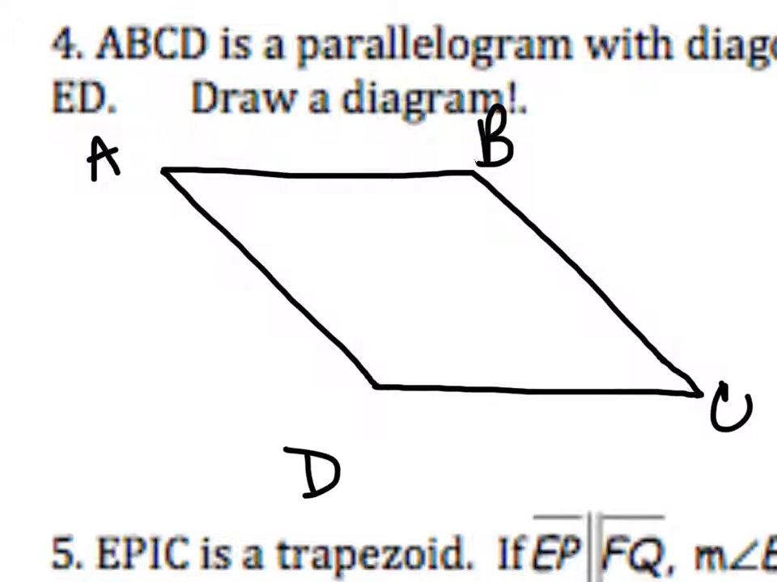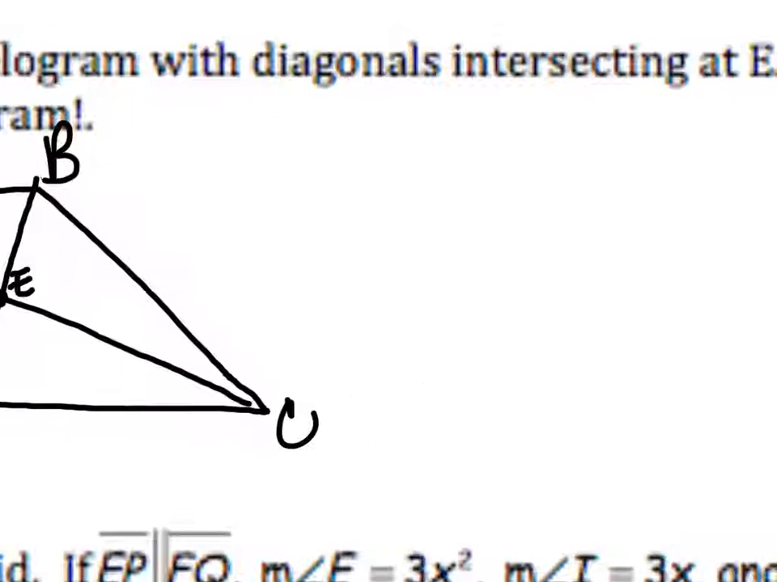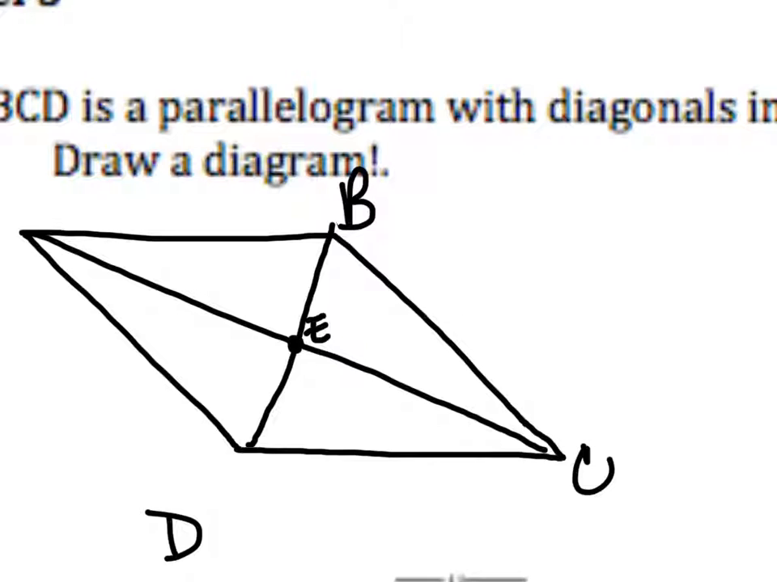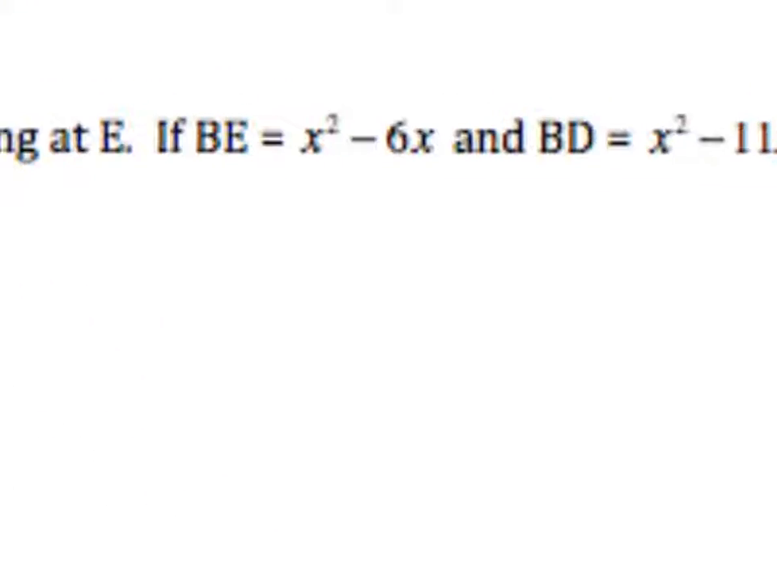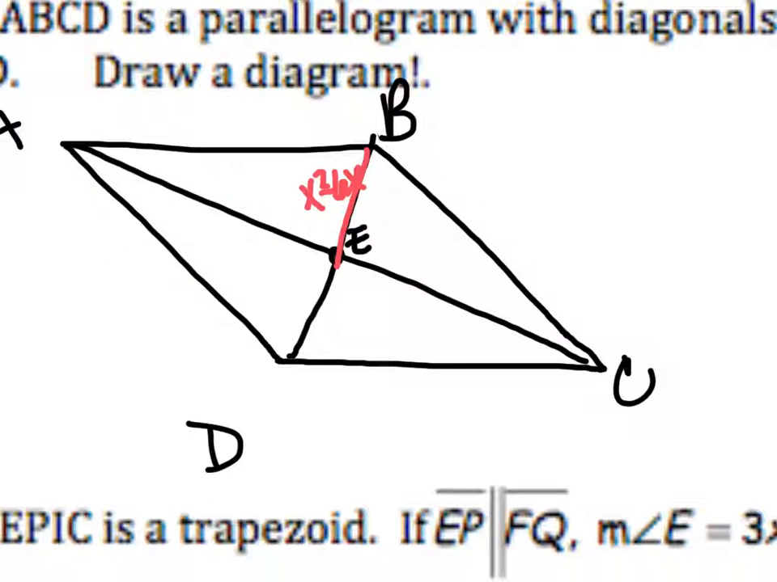Okay. So ABCD is a parallelogram, and the diagonals are going to intersect at E. So here's E in the middle. Now it also tells us that BE is x squared minus 6x. Then it tells us that BD is x squared minus 11x plus 20.